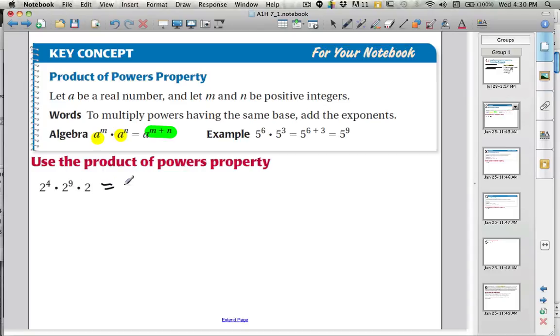So what I basically am going to do is leave the base of the power the same, and add up the exponents. 4 plus 9 is 13, plus 1 is 14. Remember, if there isn't anything written here, it's assumed that it's the first power.